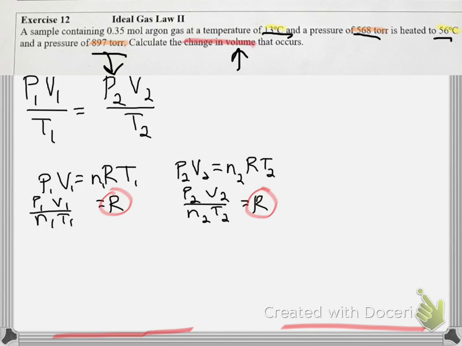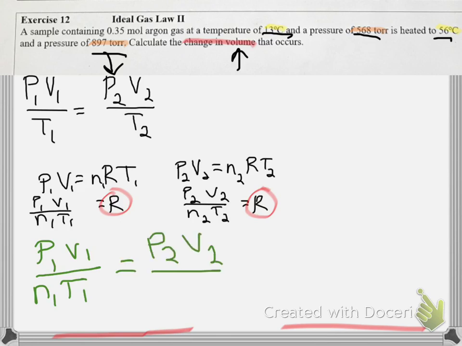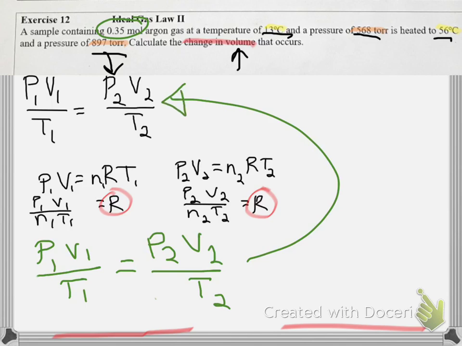So I'm able to set them equal to each other. So I could say P1V1 all over N1T1 equals P2V2 all over N2T2. I also know that, again, my moles is 0.35 both before and after. So I can just erase my moles because they are equal. They are not going to affect this relationship. And now I have my relationship here.